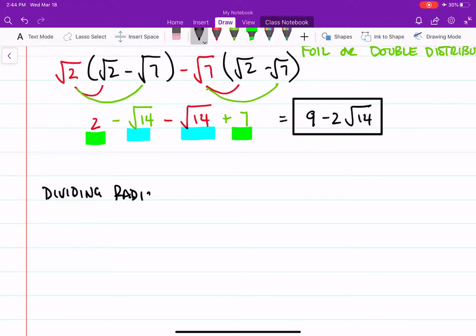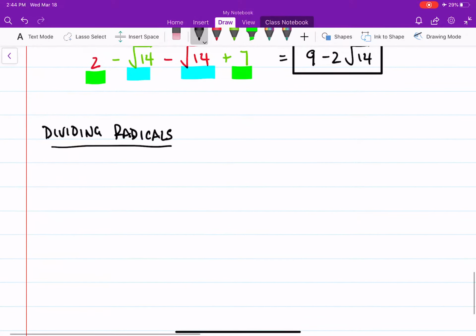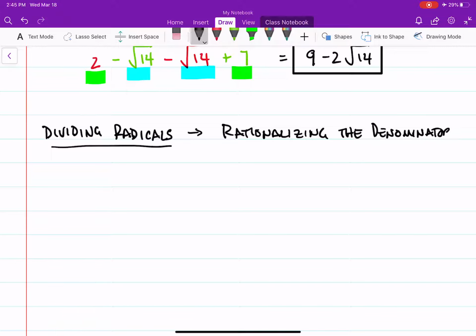Radicals. Okay. Dividing radicals, we're really just going to be talking about something called rationalizing the denominator. Okay, so why are we doing this?